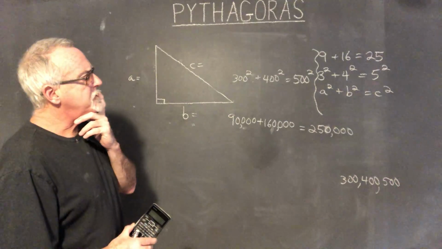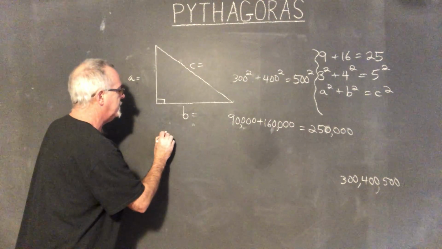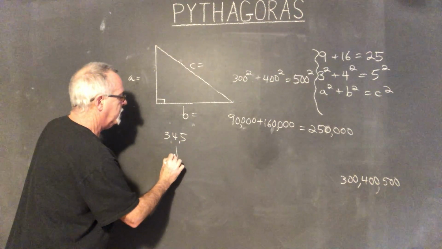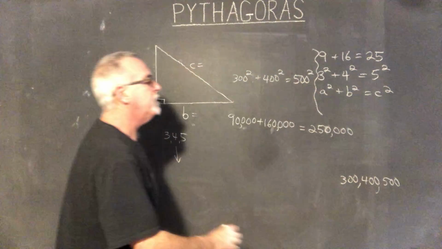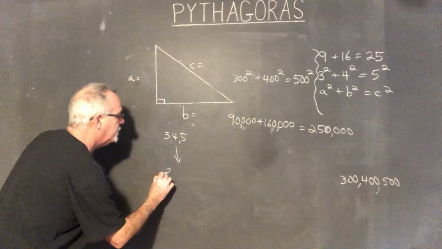Let's look for one more though. When I continue that 3, 4, 5 sequence, if I go far enough, I eventually get to, say, 24, 32, 40. No, I don't want that one. 21, 28, 35.